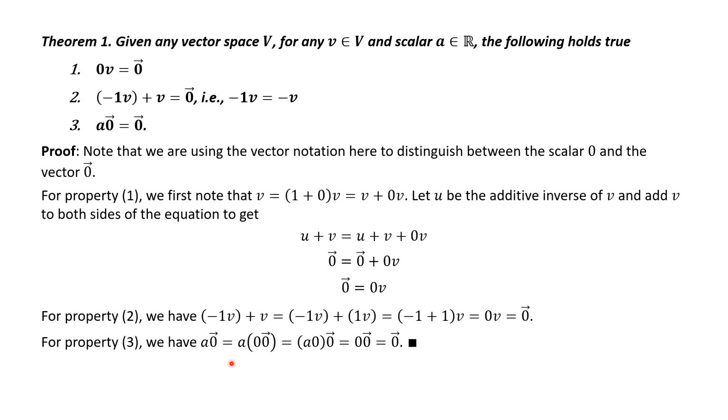Then the third one, we have a scalar times the 0 vector. And we can write the 0 vector as 0 times the 0 vector, just reusing this here. And then using the distributive law, this is the same as a times 0, times the 0 vector. But a times 0, these are two real numbers, so it's just 0. And then again, using this property, 0 times the 0 vector is the 0 vector. So a scalar times the 0 vector is always the 0 vector.